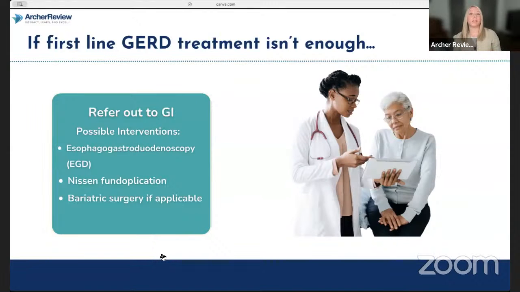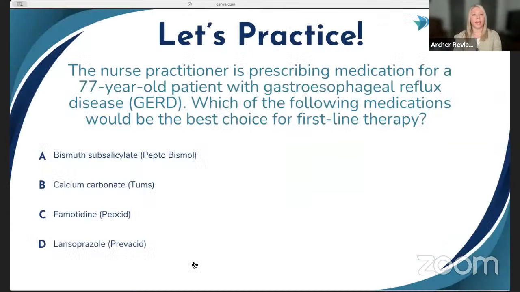So let's say we've tried the lifestyle changes, we've tried medications, and those just are not working for our patients. What are we going to do? We're going to actually refer them out to GI for possible interventions. So they might do an EGD to see what's really going on. Now, if the patient is obese and having GERD symptoms, bariatric surgery might be an option. Another procedure, Nissen fundoplication, is a surgery where they essentially reinforce the lower esophageal sphincter, and that stops the reflux for good.